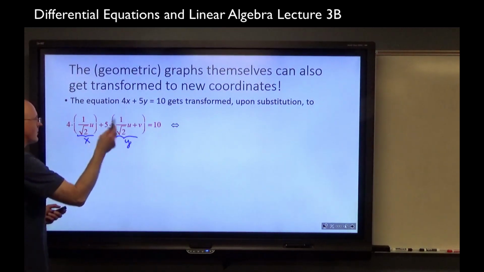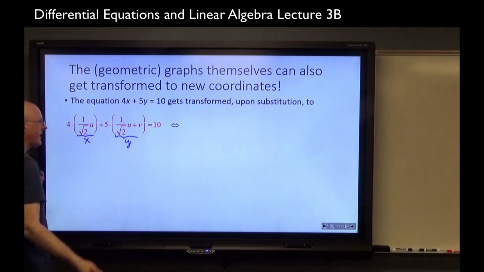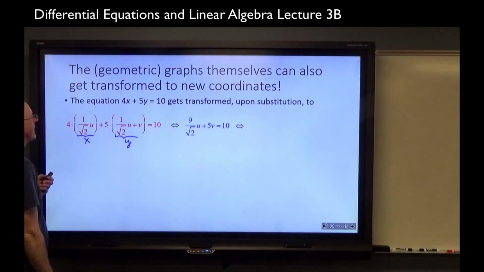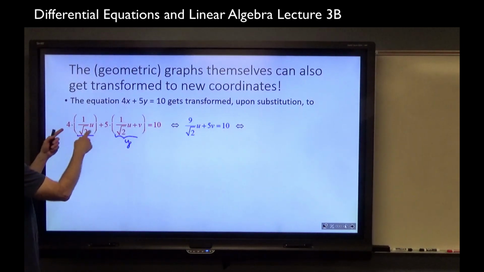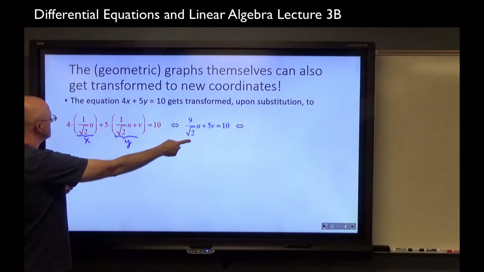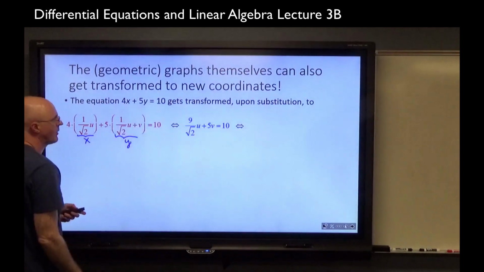I'm replacing x and y with what they equal in terms of u and v. And then I can simplify that. I can distribute this through and this through. I'm really going to get a 4 plus 5 is 9 over square root of 2 times u, and a 5 times v equals 10. That's fine as an equation in terms of u and v.